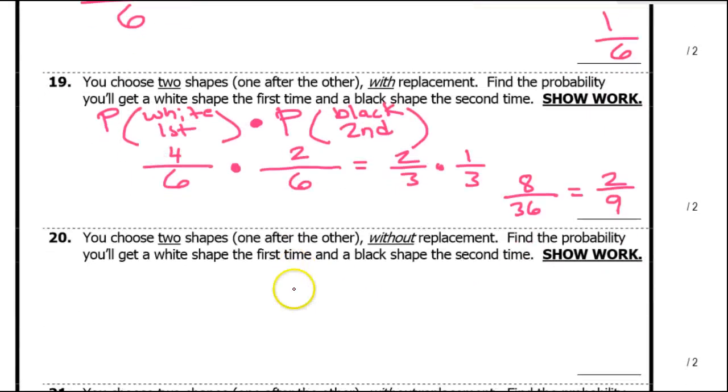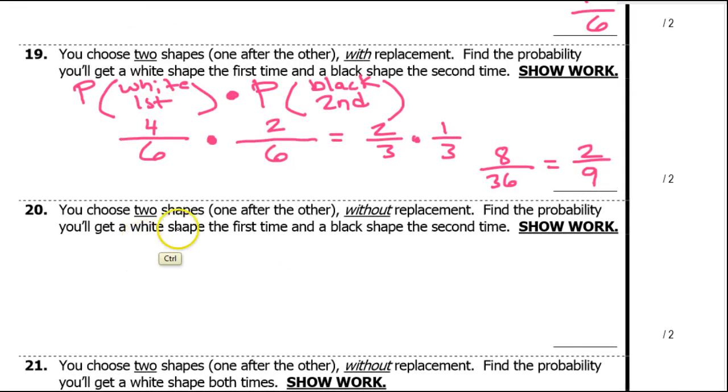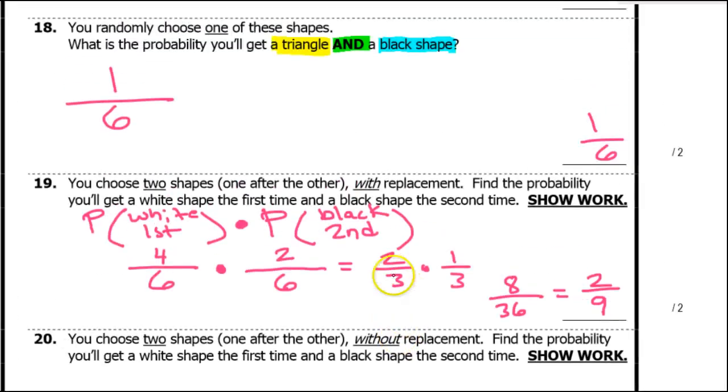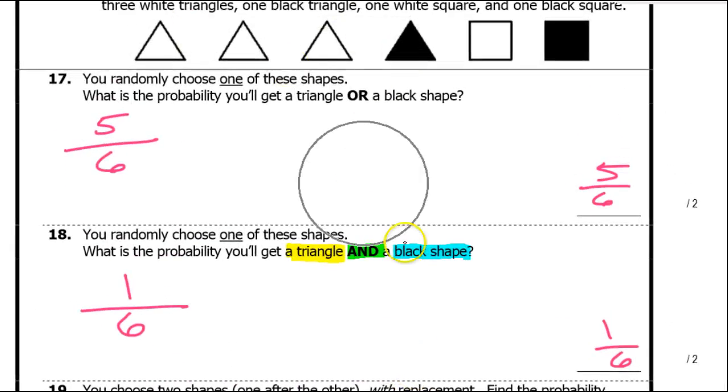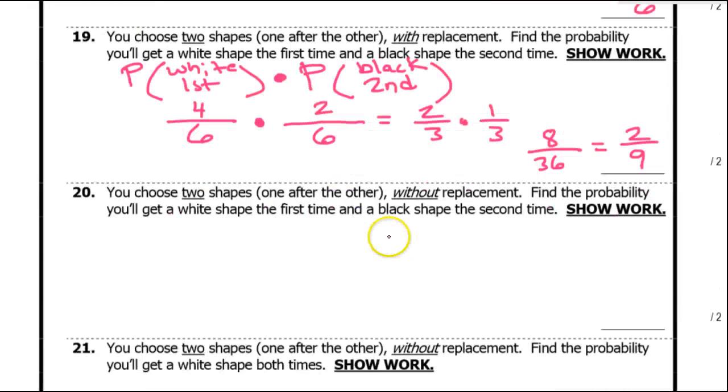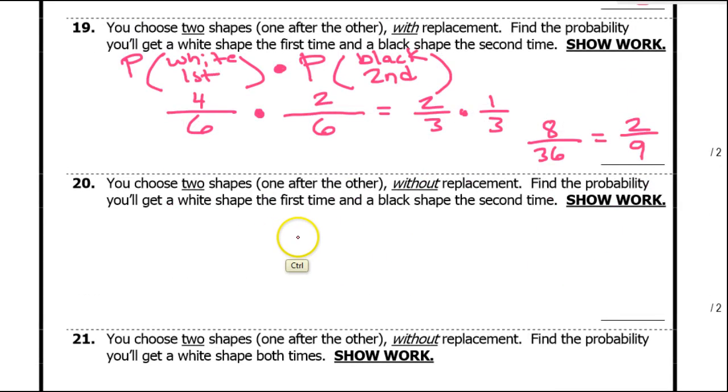Now, you choose 2 shapes, one after the other, without replacement. So this time, when we pick the first shape, we're taking it away. And when I do this, I will scribble it out or cross it out to show that it is gone. So that's going to change the denominator for the second choice. So white shape, black shape. So it's the same thing over again.